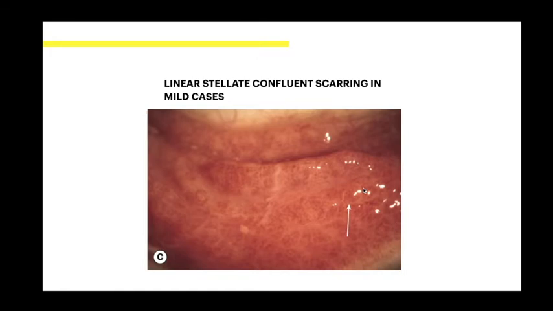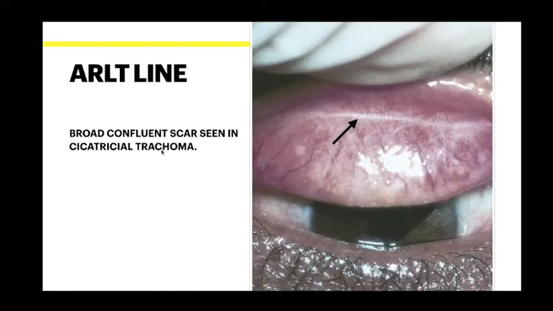So when we go on to the more severe cases, there is a broad confluent scar at the region of the sulcus subtarsalis, that is between the lower one third and the upper two third. So it is an everted lid. The lower one third and the upper two third, there is a broad confluent scar called the Arlt's line, and this is seen in the region of sulcus subtarsalis. It is seen in cicatricial trachoma scarring.